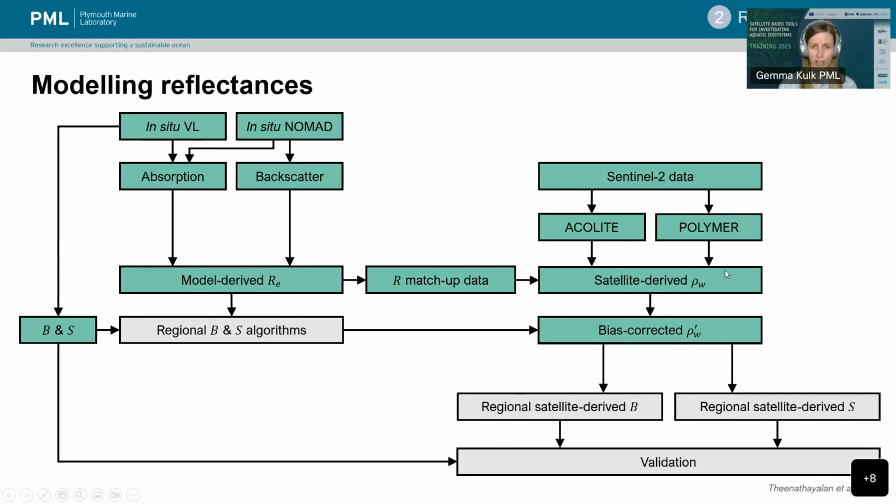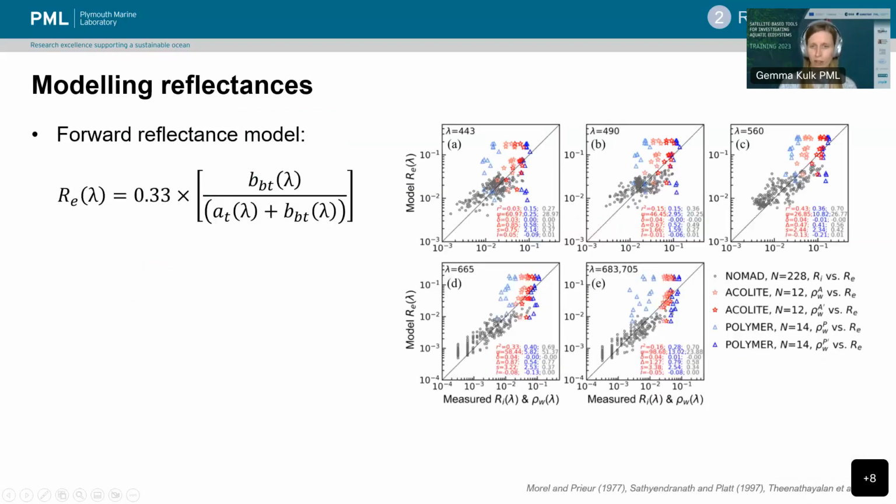So the forward reflectance model is a function of the total absorption and the backscatter coefficients, as shown in the equation. And this model is applied using the modeled inherent optical properties from the NOMAD in situ data set as well as the in situ data set from Lake Vembanad.